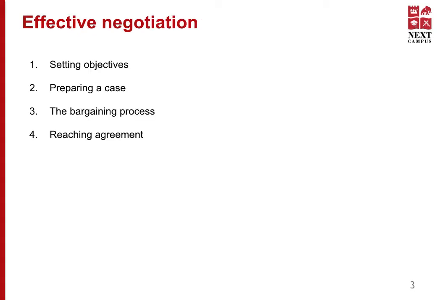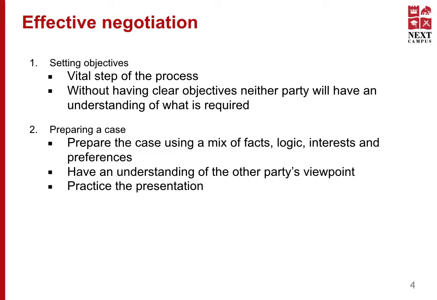How can you negotiate effectively? There are four simple steps: setting objectives, preparing a case, the bargaining process itself, and finally reaching an agreement. Now let's look at these more closely. Setting objectives. This is the first step of effective negotiations. It's a very important part of the process since without having clear objectives, neither party will have an understanding of what is required.